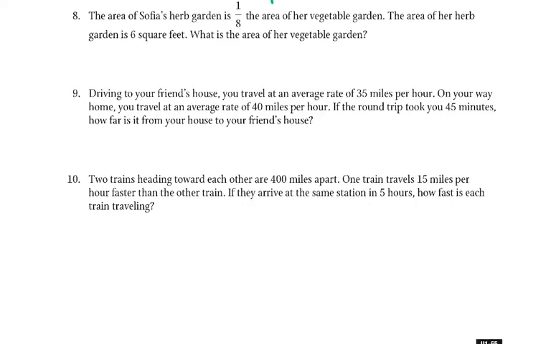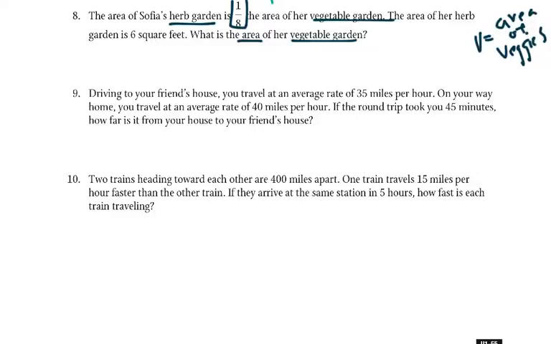Okay, number 8. The area of Sophia's herb garden is 1/8 the area of her vegetable garden. The area of her herb garden is 6 square feet. What is the area of her vegetable garden? Okay, so we want to know the area again of her vegetable garden, so we'll call that V, right? So the area of her veggies. So, it says the herb garden is 1/8 the vegetable garden. Okay? Her herb garden is 6 square feet.